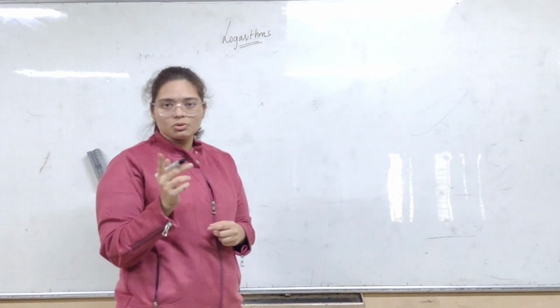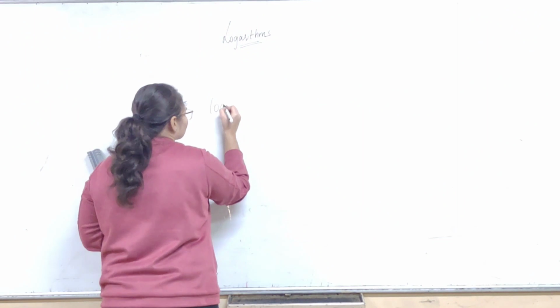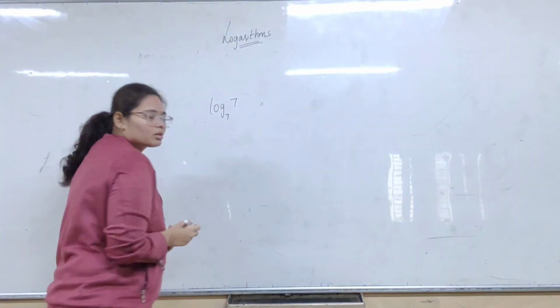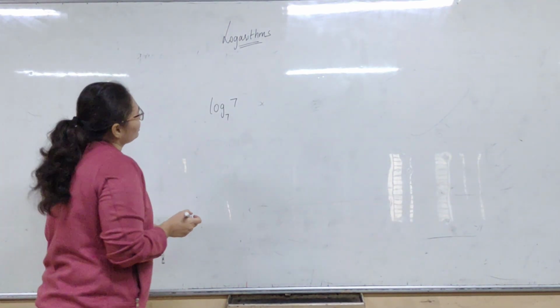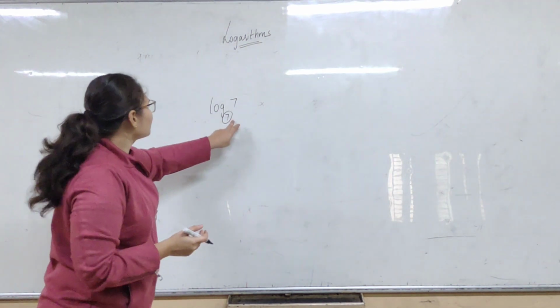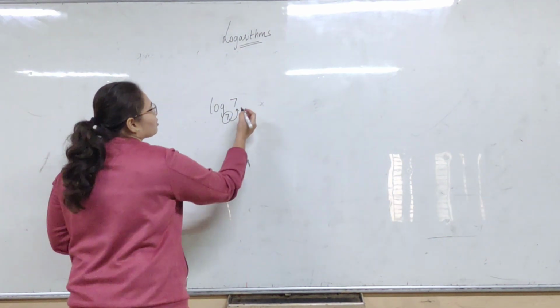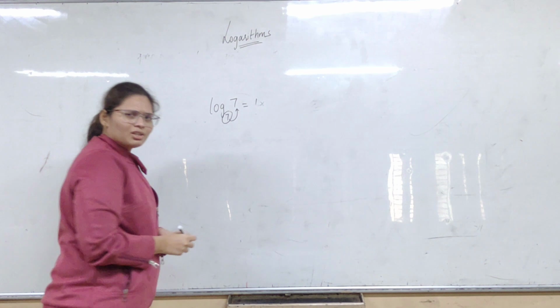Right. So let's go to another example. So let's take log 7 to the base 7. So what is the answer? Right. See, what is the power of 7 that should be raised such that it is equals to 7? Right. 7 power 1. So the answer is 1.